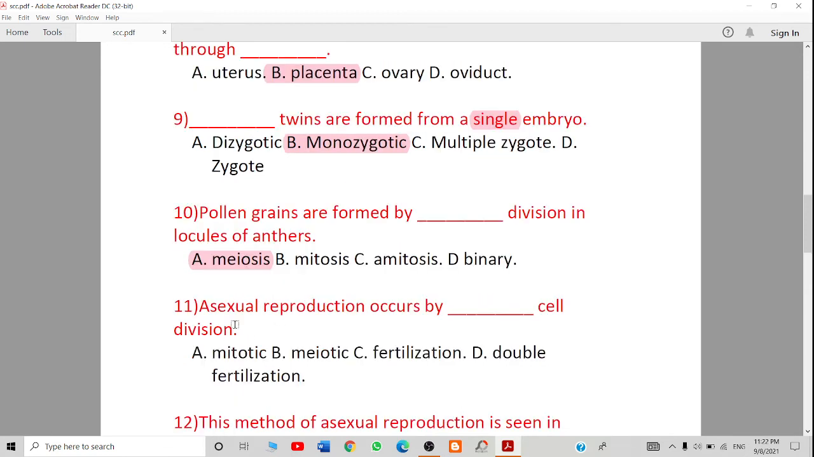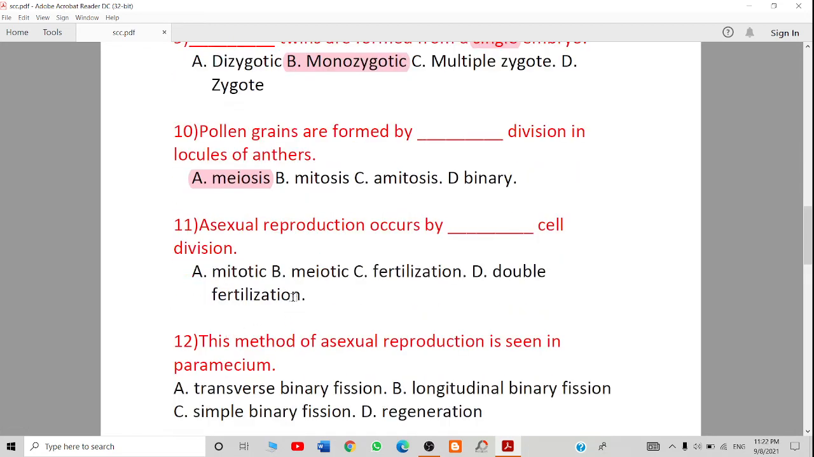Then the 11th question: asexual reproduction occurs by mitotic cell division. The options are mitotic, meiotic, fertilization, and double fertilization. Double fertilization occurs in plants, that's why it is not. Fertilization is also not, because it is sexual. Meiotic occurs in the germ cells, the reproductive cells, and the answer is mitotic. This answer is correct.